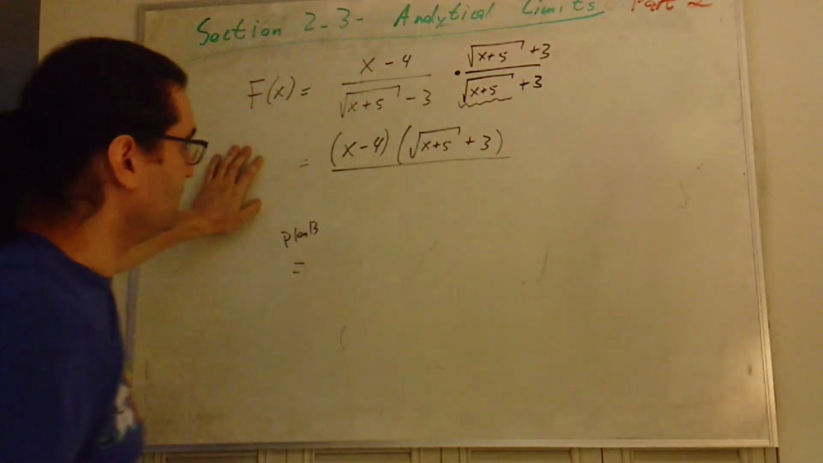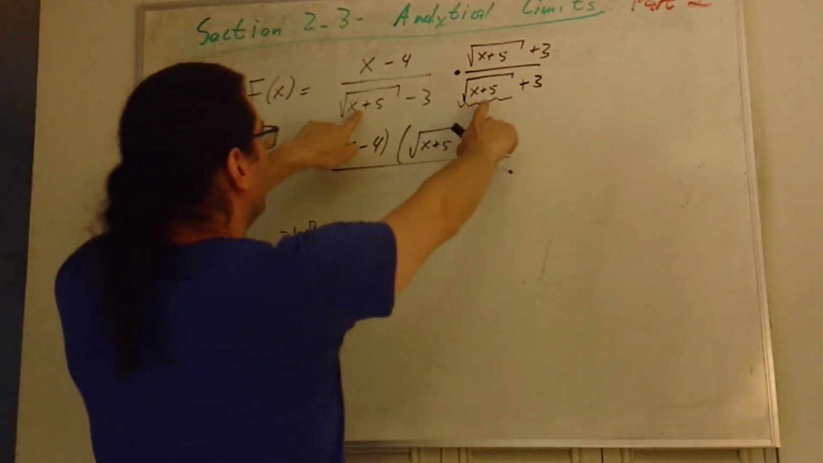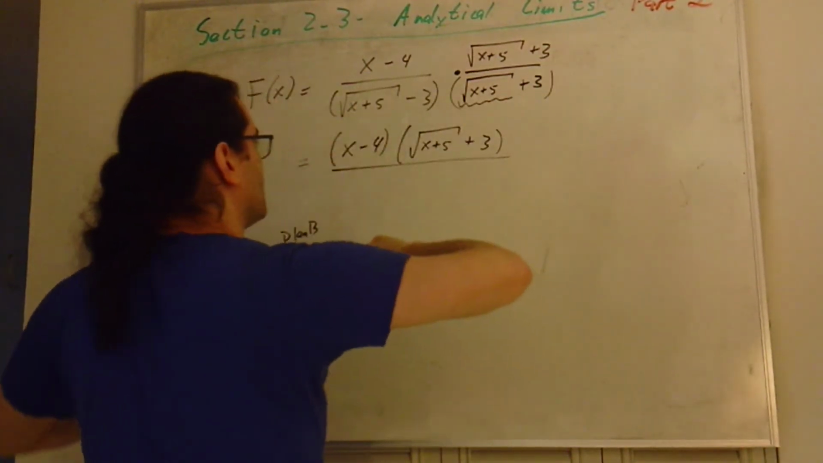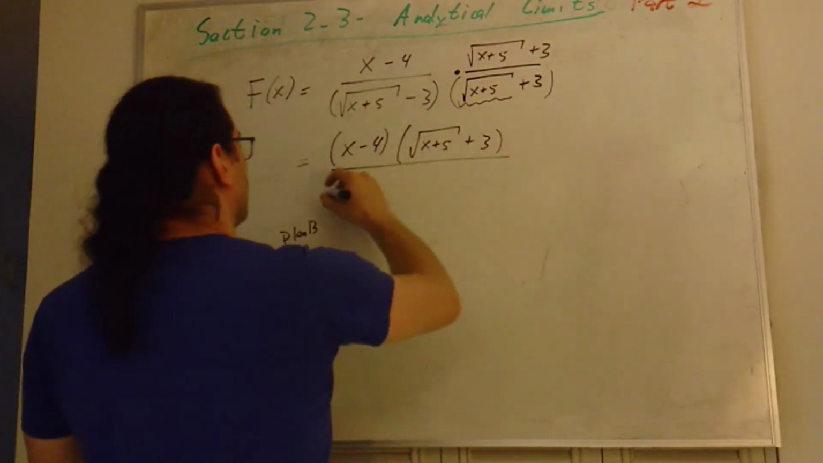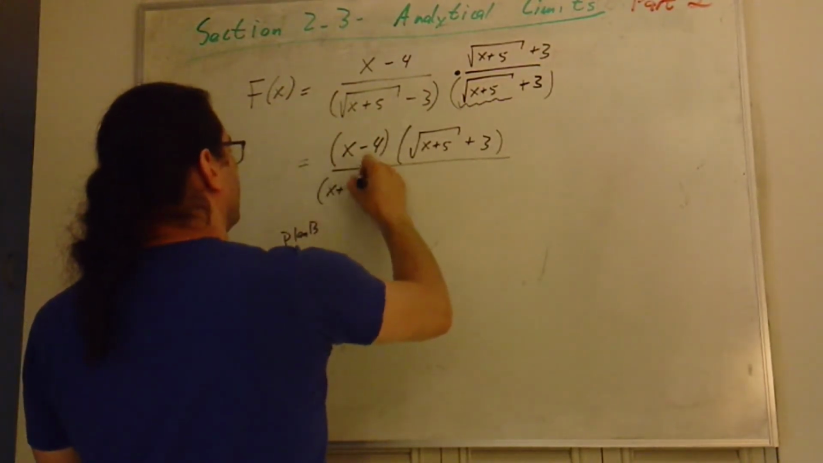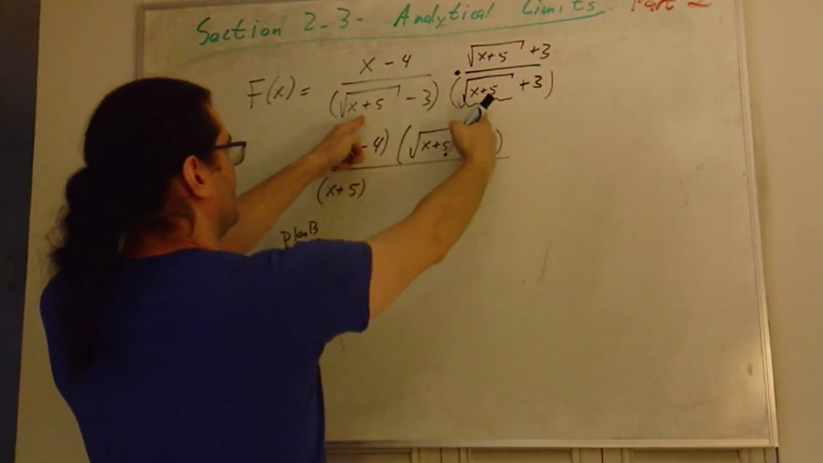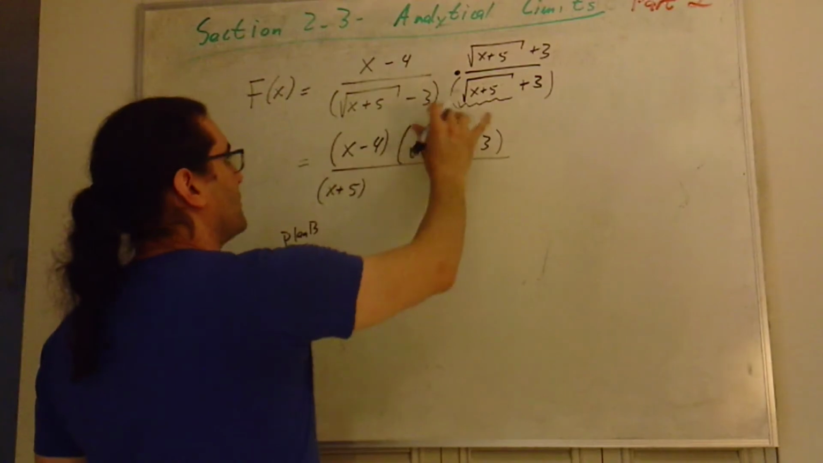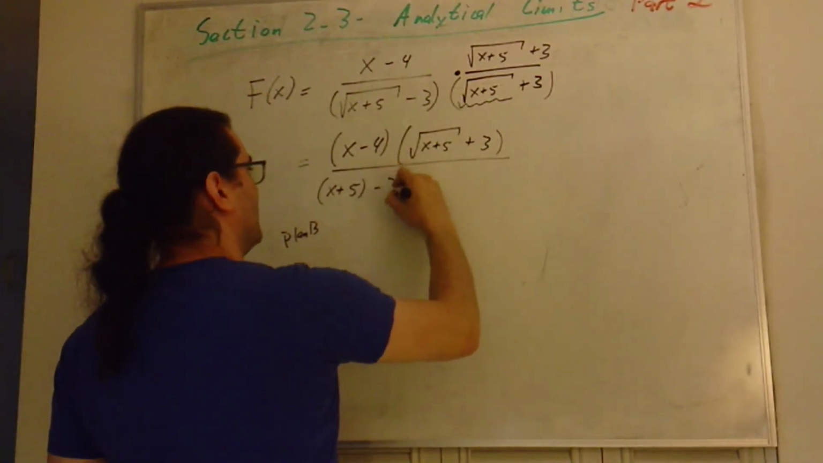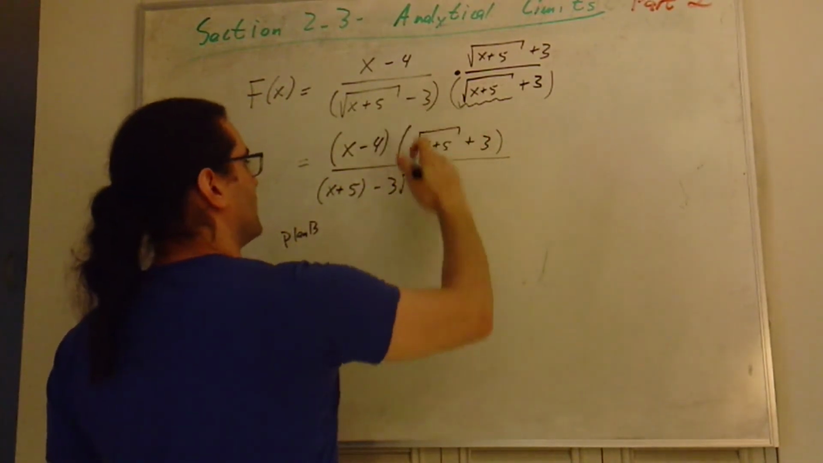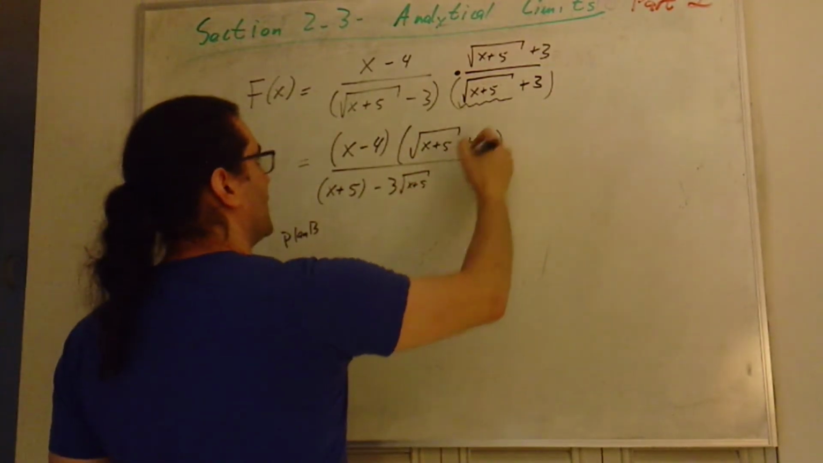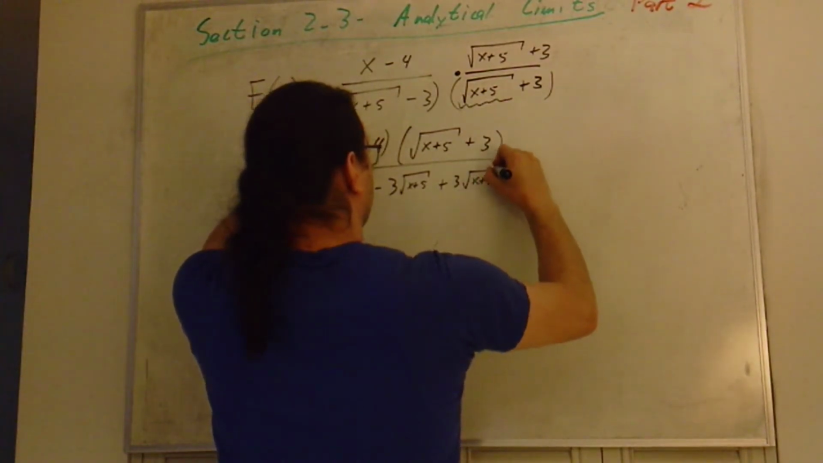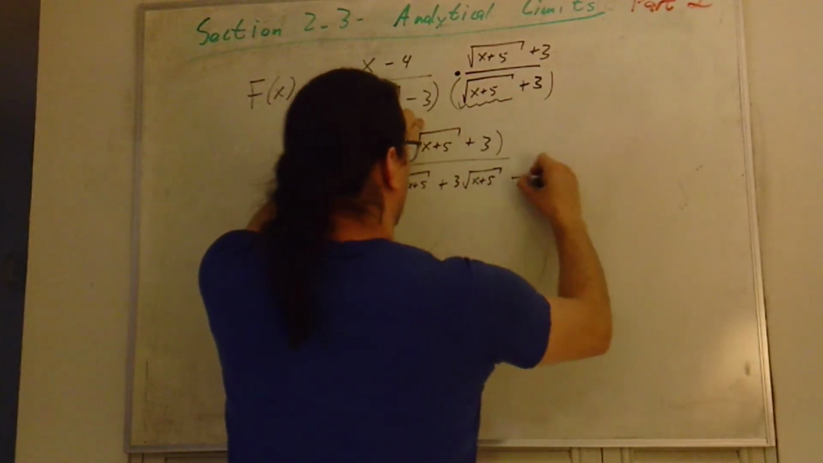On the bottom, I have to FOIL this. This piece times this piece. We're going to multiply them together. So the first should give me an x plus 5. Square root times the square root. It's just the thing itself. So I have an x plus 5 here. I'm going to get minus 3 square roots of x plus 5. I'm going to get positive 3 square roots of x plus 5. And I'm going to get a minus 9 on the back end.